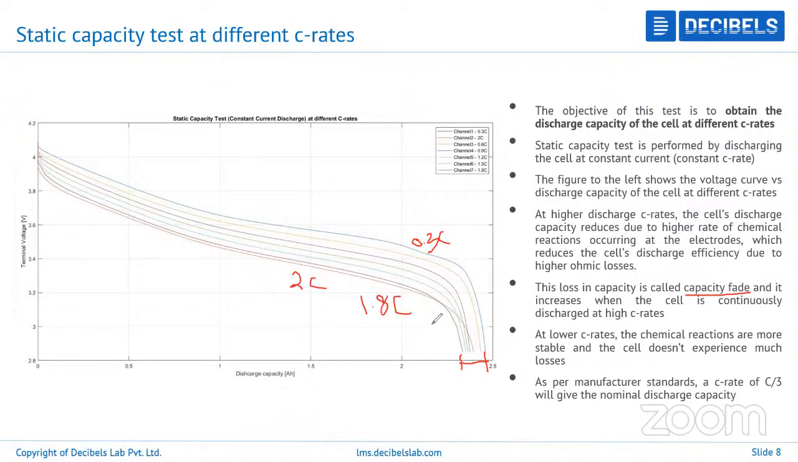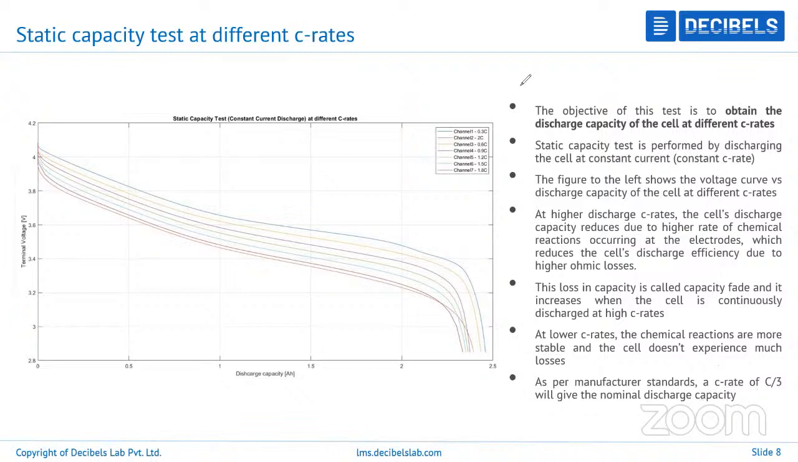Yeah, so basically this is the effect of discharging the cell at high C rates. Okay, and this difference that you see between capacity at high C rate versus low C rate, this difference is called capacity fading. Okay, and this increases the more you discharge the cell at high C rates. So that is why it is always preferred to keep the cell within 0.2C to 0.5C and not discharge it at very high C rates.